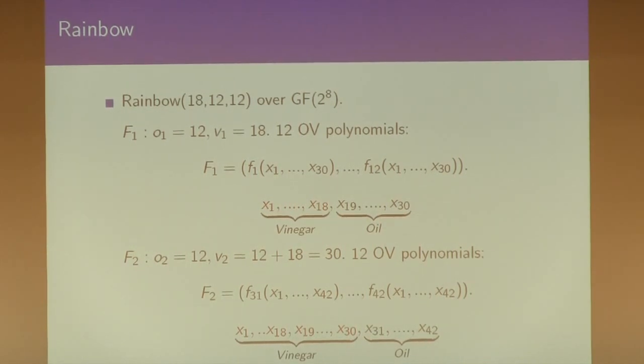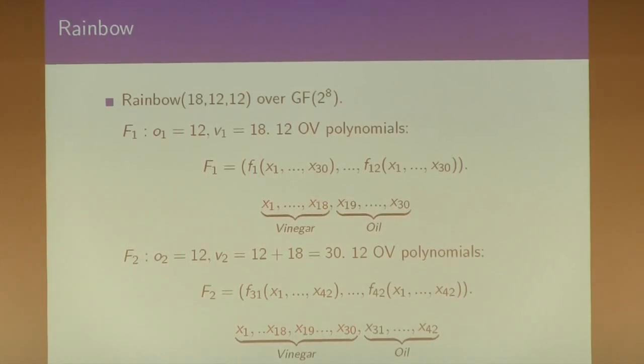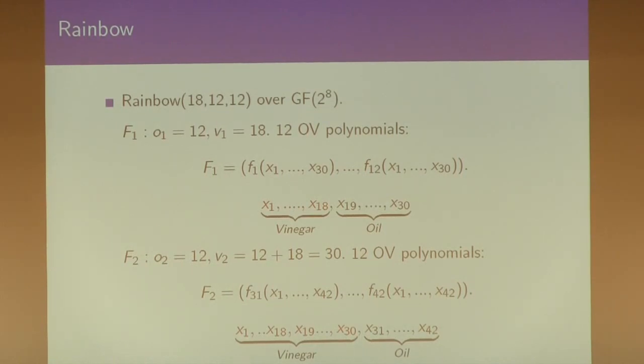Okay, so this is the basic construction. We call it Rainbow 18, 12, 12, which means in the first layer, the vinegar is 18, and in the second layer, the vinegar is 30. The goal is to make it more efficient, to make the key more compact.